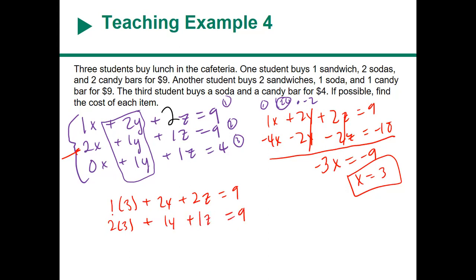When I clean this up, I have 1 times 3 is 3, and I'm going to subtract that to the other side. I have 2 times 3 is 6, so I'm going to subtract that to the other side. So now I'm working with 2y plus 2z equals 6, and then we have 1y plus 1z equals 3.